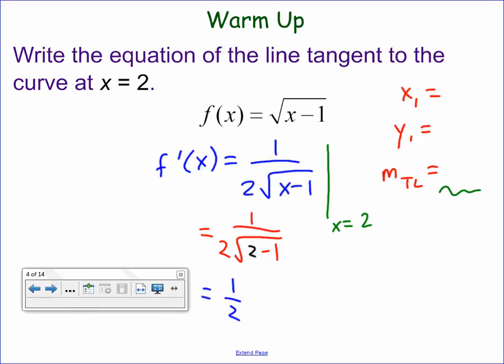This completes the puzzle. So we've got our x sub 1 is 2. Our y value is given by my original function f evaluated at x equals 2. 2 minus 1 is 1, square root of 1 is 1. So I've got to write an equation of the tangent line with x coordinate of the point of tangency 2, y coordinate of the point of tangency 1, and slope of the tangent line 1/2. Hey, I can do that.